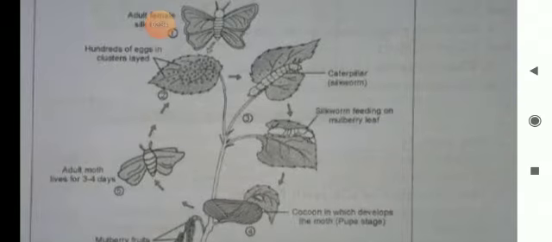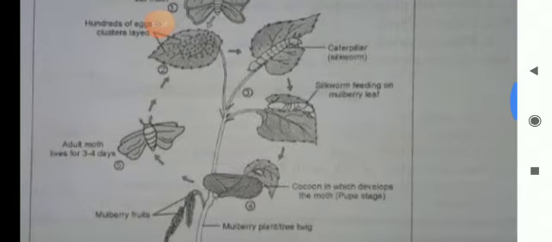and feed on the mulberry leaf, the leaf on which they are present. They can eat that leaf only. And here is the silkworm feeding on a mulberry leaf. Then the fourth stage, after some days of feeding on this leaf, the caterpillar covers itself with a hard covering which is known as a cocoon.